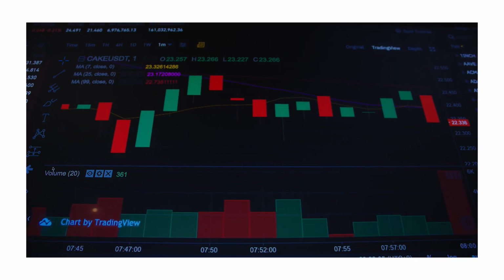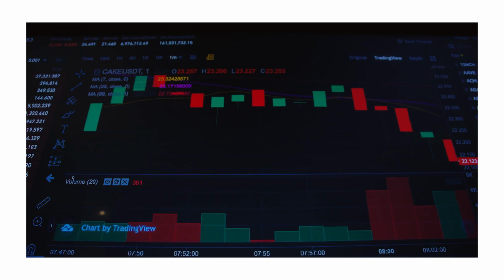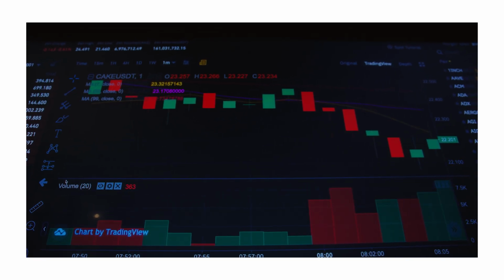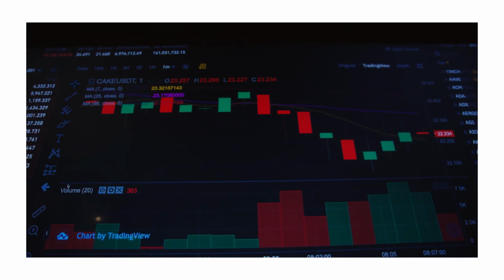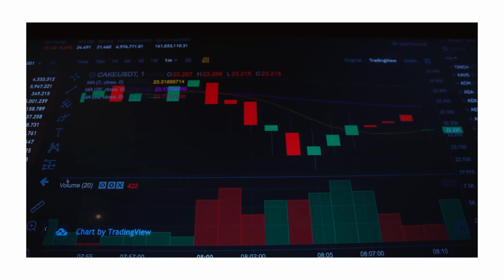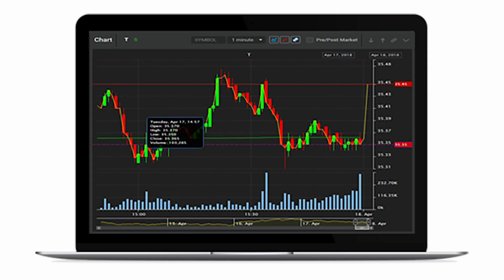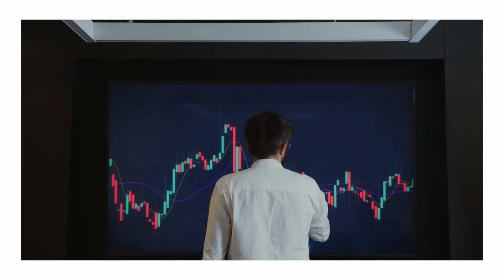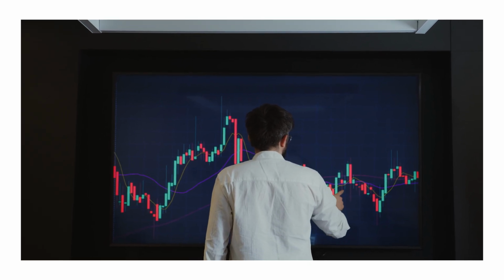Now, those colored bars you see, those are called candlesticks. Think of each candlestick like a summary of one day. Green candlesticks mean the stock went up that day. The stock started the day at the bottom of the green bar and ended at the top. Red candlesticks mean the stock went down that day. The stock started at the top of the red bar and ended at the bottom.